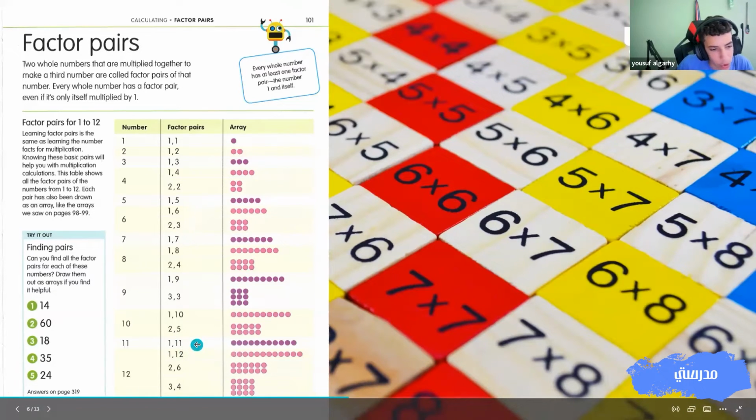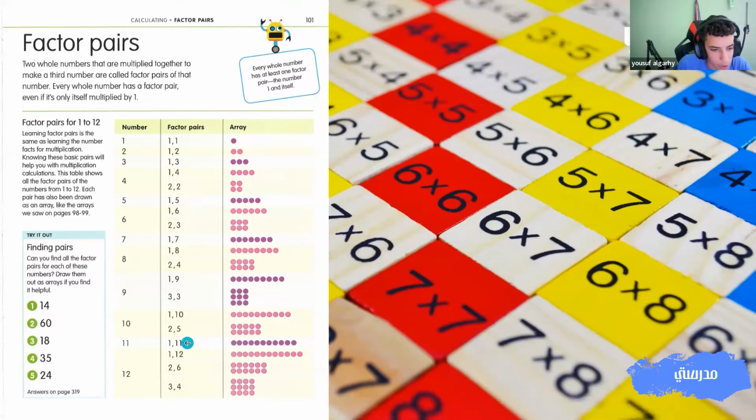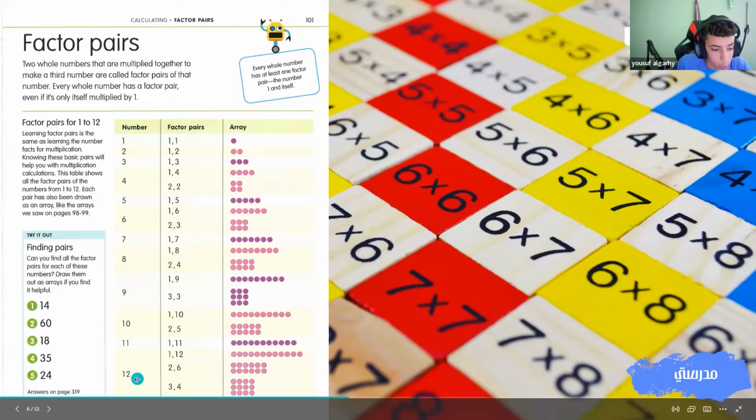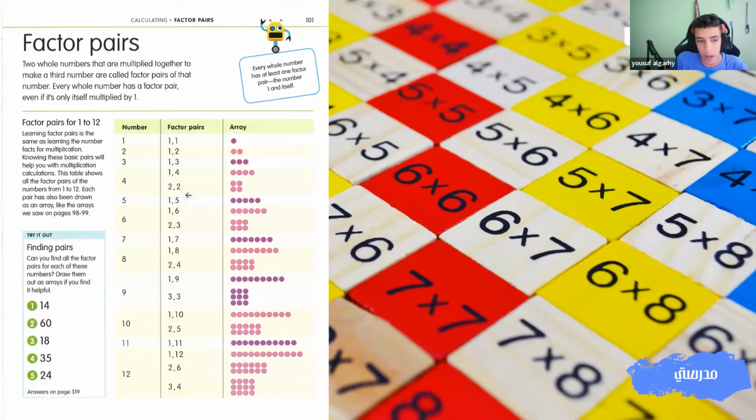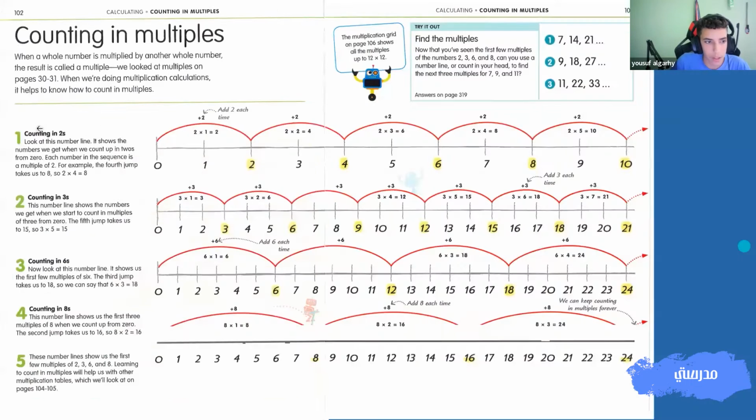For 11, there's only one factor pair, and that's 1 times 11, and that's how you get to 11. And 12 is the first one where we have 3. So we have 1 times 12 equals 12, 2 times 6 equals 12, and 3 times 4 equals 12. All right, so these are just factor pairs. It tells you which numbers can be multiplied to get each number. All right, so let's move on.